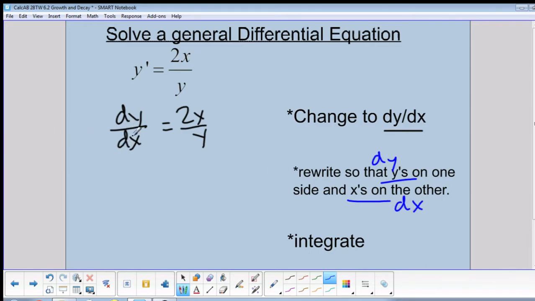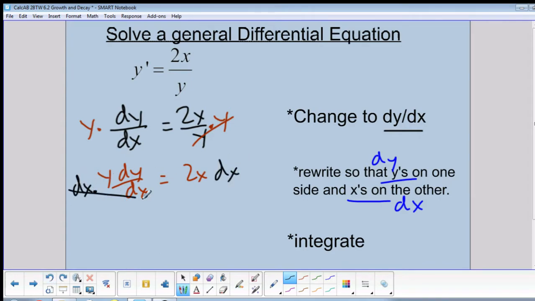So I want to put, let's say, the y's on this side. What I'm going to do is multiply by y on both sides, and that'll cancel out, and I get y dy/dx equals 2x. Then I don't want that dx over there, so I'm going to multiply both sides by dx. These will cancel out, and I get y dy equals 2x dx.